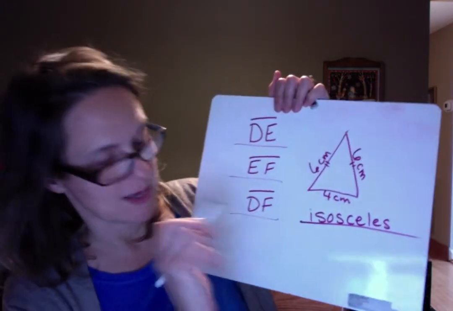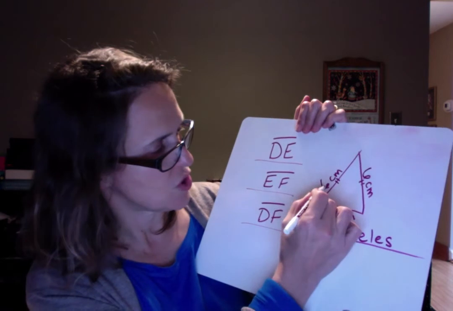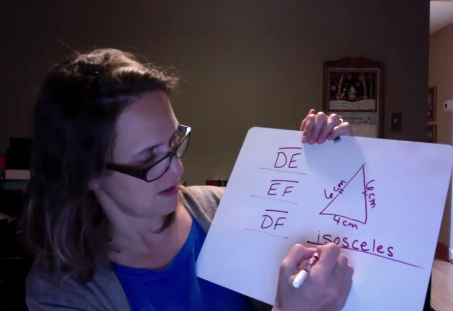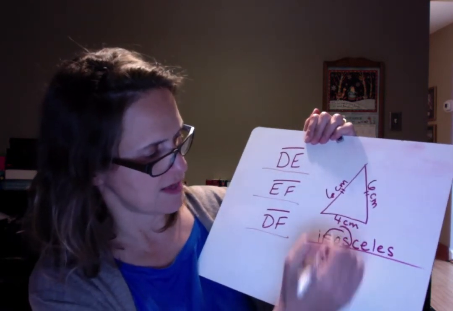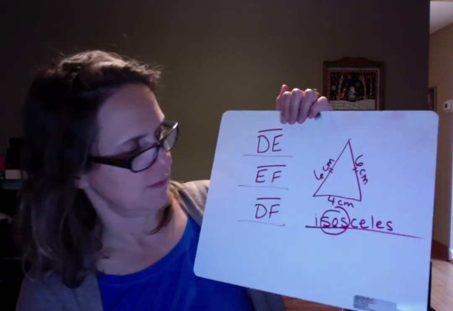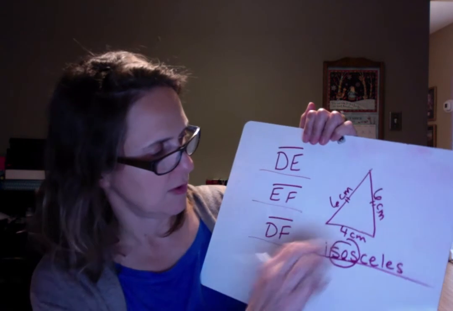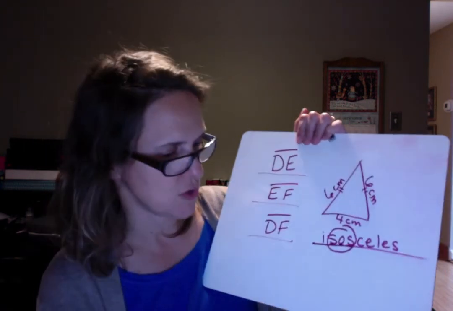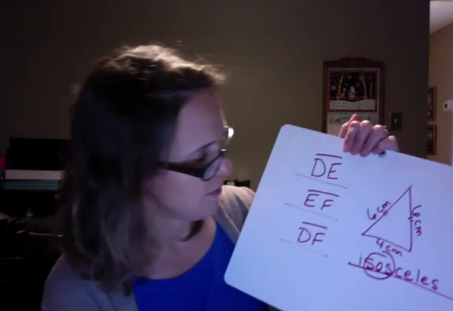Isosceles. And the way you can remember isosceles is because two are the same and one is different, and I just kind of focus in on this SOS, right? Two S's and an O in the middle. I don't know why that helps me remember. This is the isosceles triangle, when two sides are the same and one is different.